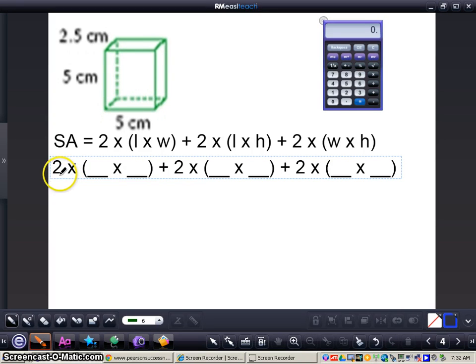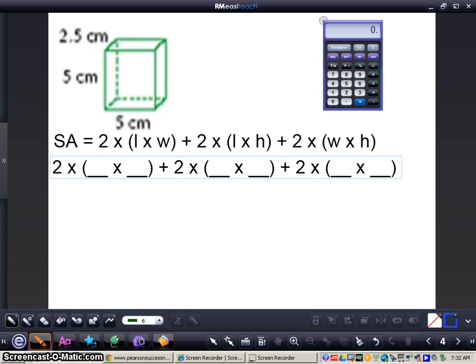Now it's important to set up your problem just like this. So we have 2 times, write your parentheses, write lines representing where the numbers need to go, plus 2 times the parentheses, and so on, just like I have it set up right here. And if you do this, you will not have any problems trying to keep track of your numbers and what you need to add or multiply or anything like that.